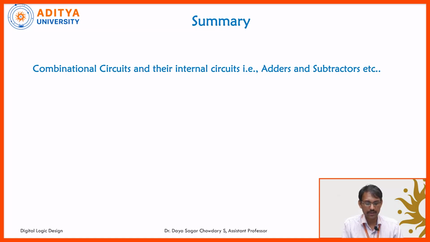So finally, coming to the summary: combinational circuits and their internal circuits, like we already discussed, adders and subtractors: the half adder, full adder, and coming to subtractors, the half subtractor and full subtractor. These are also the basic building blocks of the combinational circuits we use nowadays, like encoders, decoders, multiplexers, demultiplexers and comparators. We will use these circuits inside the block diagrams of major blocks like CPUs, ALUs and digital processing units.